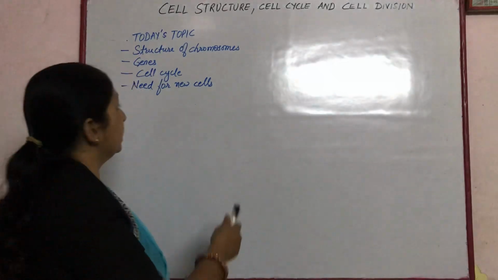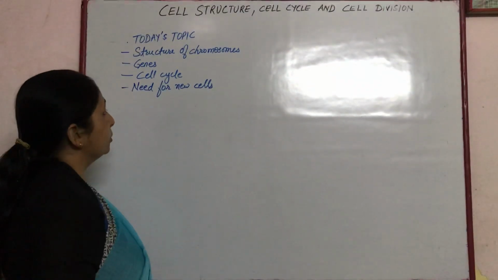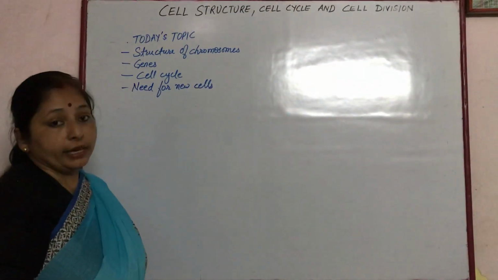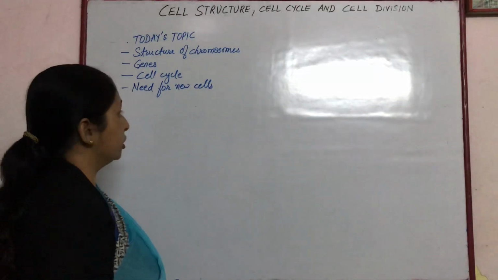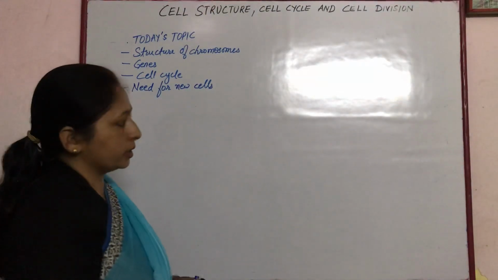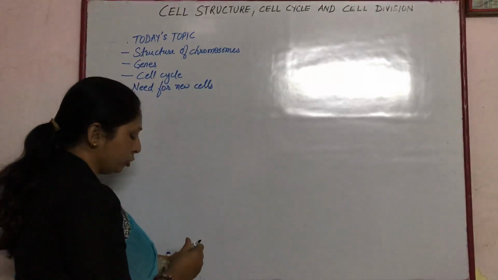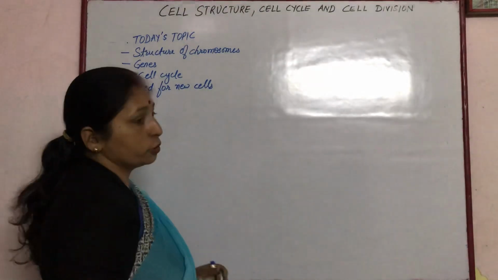Today we will discuss the following topics: structure of chromosome, genes, cell cycle, and the need for cell division or formation of new cells. So the first topic is the structure of chromosome.